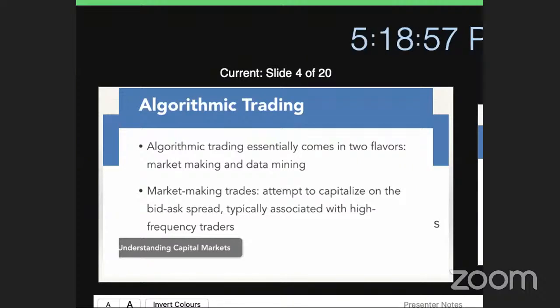So when I'm talking about humans needing to play a role, algorithm trading essentially comes in two forms. One is called market making and the other is called data mining. Market making trades attempt to capitalize on the bid-ask spread.